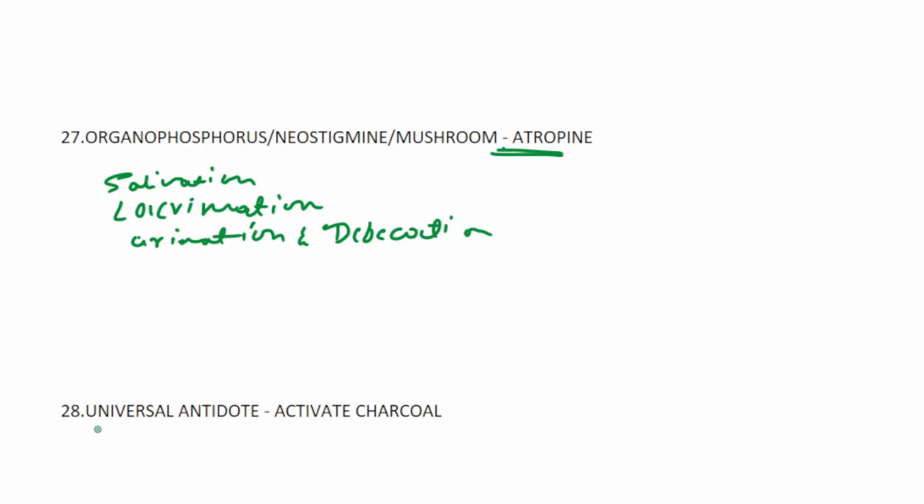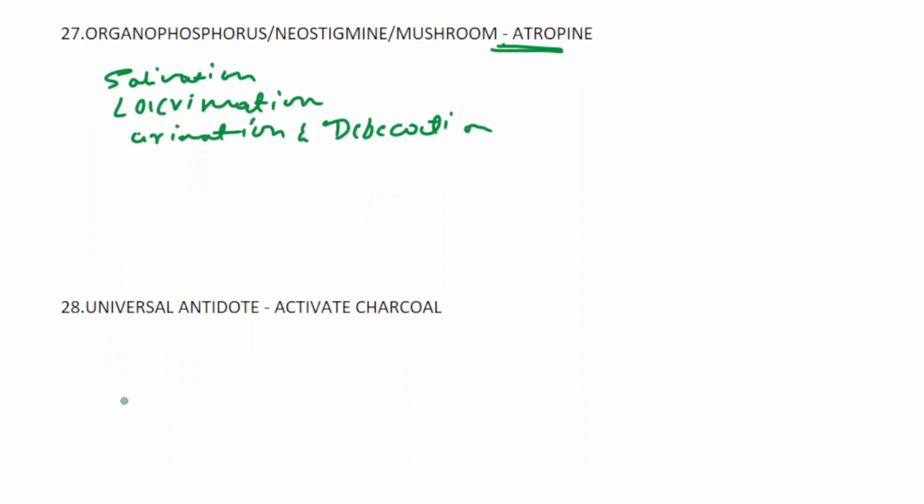And the next one is the universal antidote. Activated charcoal is also known as the universal antidote because it absorbs a wide range of toxins in the GI tract and prevents their absorption into the bloodstream. That's why it is also known as the universal antidote.